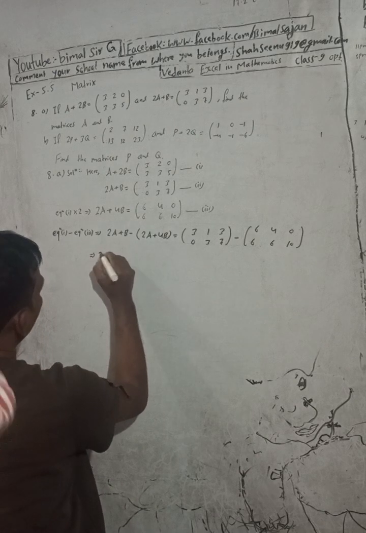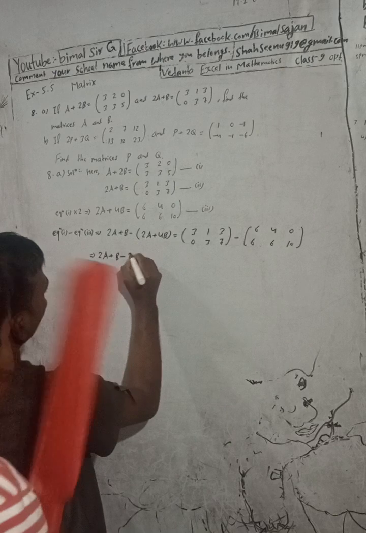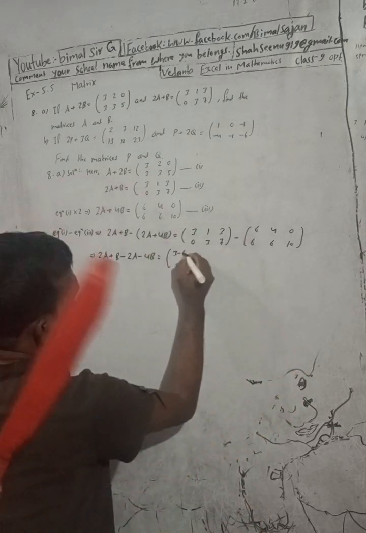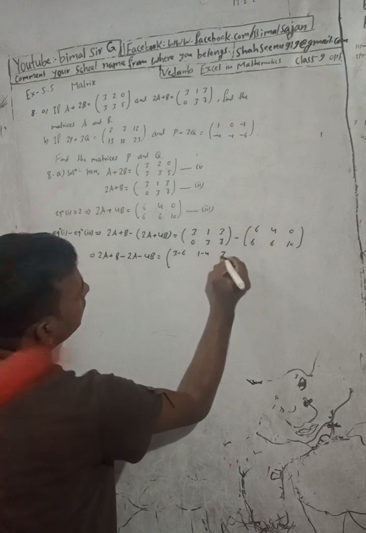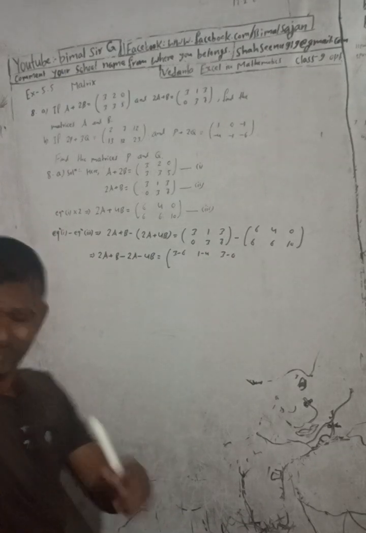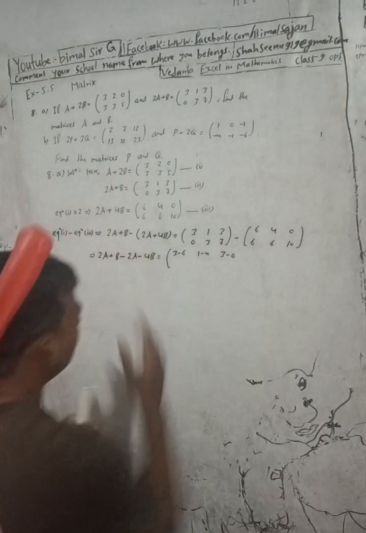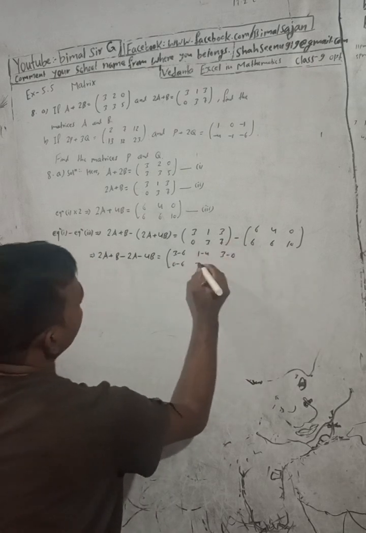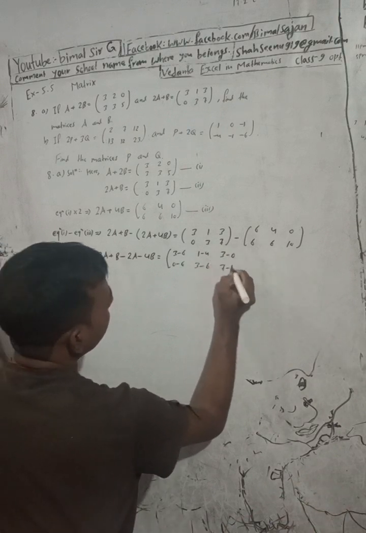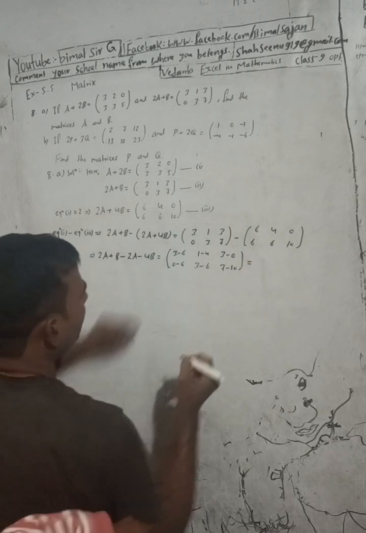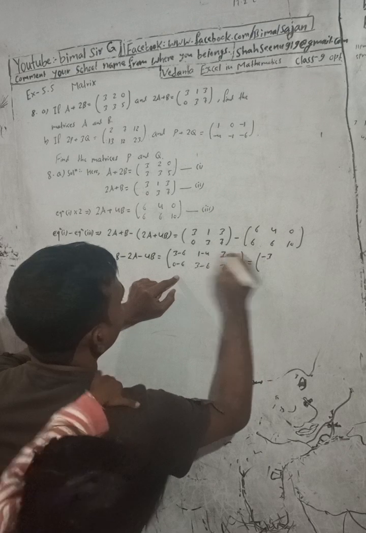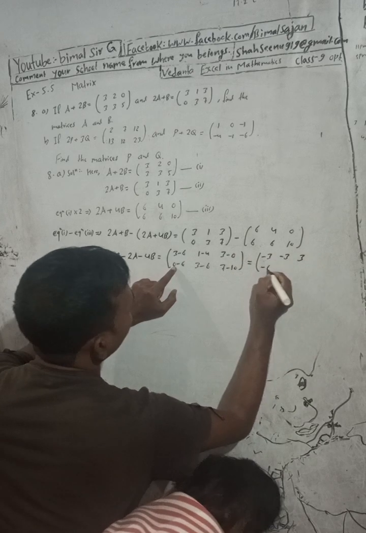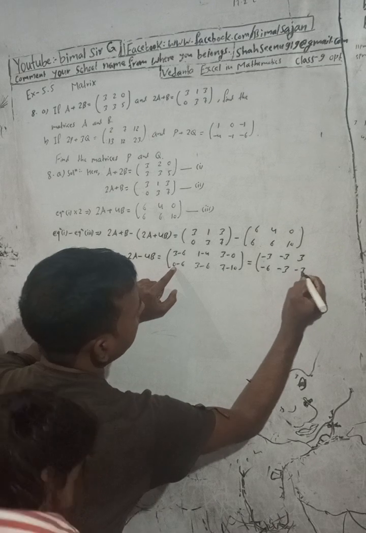Once you solve this part, 2A plus B minus 2A minus 4B is equal to: 3 minus 6, 1 minus 4, 3 minus 0, 0 minus 6, 3 minus 6, 7 minus 10. So here we get: 3 minus 6 is minus 3, 1 minus 4 is minus 3, 3 minus 0 is 3, 0 minus 6 is minus 6, 3 minus 6 is minus 3, 7 minus 10 is minus 3.